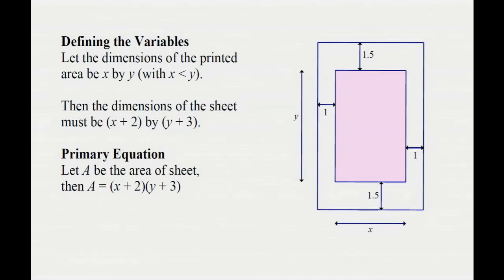We need to find the dimensions of the page that will minimize the use of paper. And the area of the sheet has to be X plus 2 times Y plus 3, and that's our primary equation. The area of the sheet A has to be X plus 2 times Y plus 3. The constraint is the printed area has to be 24 units square. Therefore, XY is equal to 24 is my constraint.